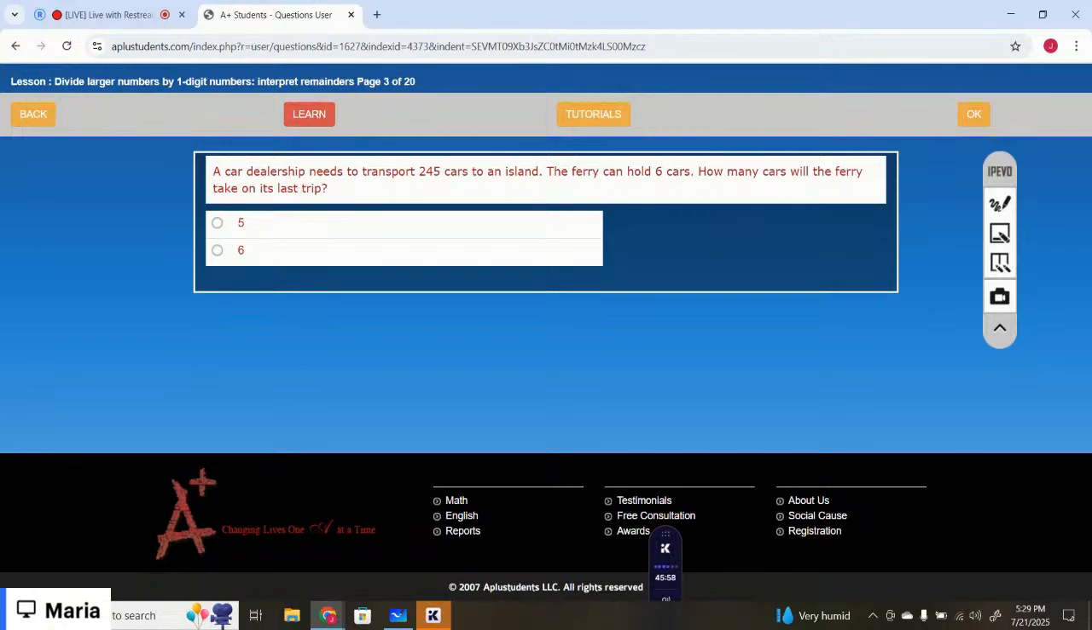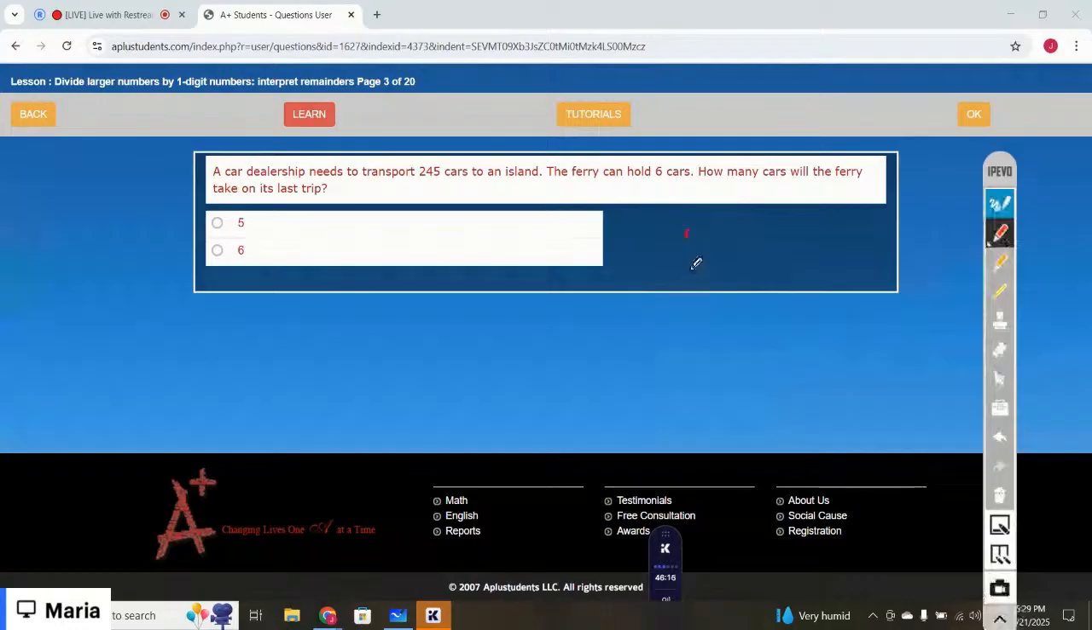A car dealership needs to transport 245 cars to an island. The ferry can hold 6 cars. How many cars will the ferry take on its last trip? Let's just divide 245 by 6.